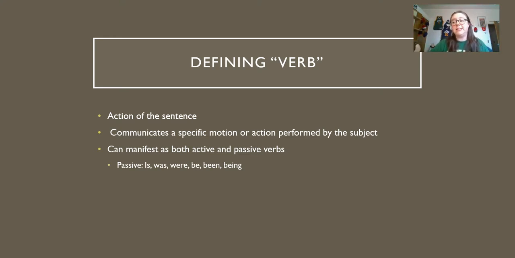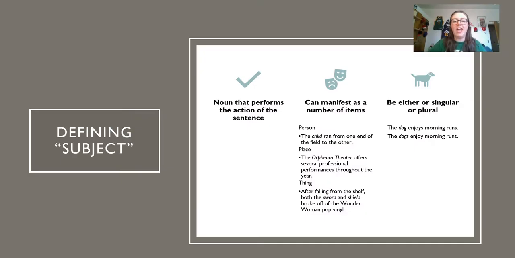So a verb is basically, again, what's being done. So if we look at these examples here, the child ran. So the child is running, or ran, from one end of the field to the other. That is what the child is doing. What the Orpheum Theater is doing is it is offering, or the Orpheum Theater offers, that is the action that the theater is performing, or the sword and the shield broke off, or broke, so that is what the sword and the shield are doing in this instance. That is the action that they are performing.